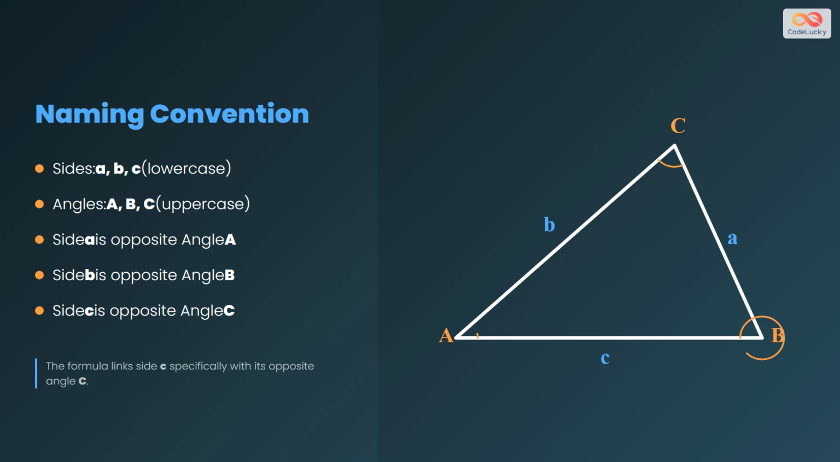To use this correctly, we need to be strict about our labeling. We label the sides with lowercase letters a, b, and c, and we label the angles with uppercase letters A, B, and C. The most important rule is that side c is always directly opposite angle C. The formula connects these two specific parts.